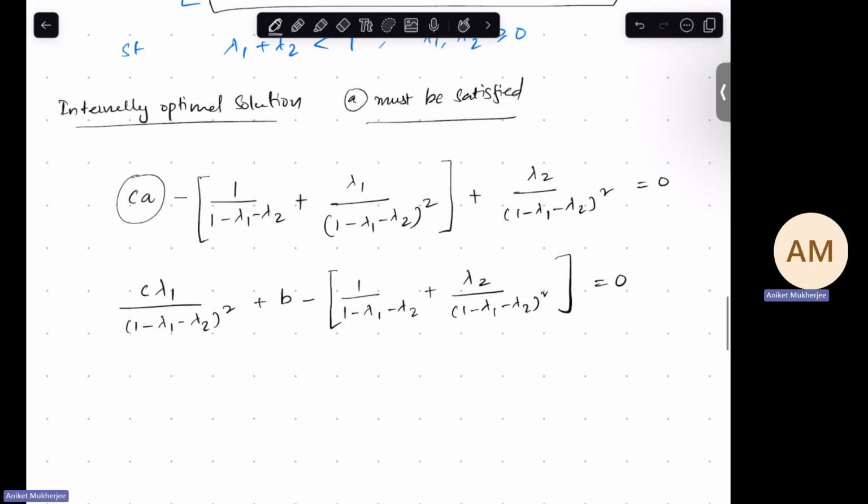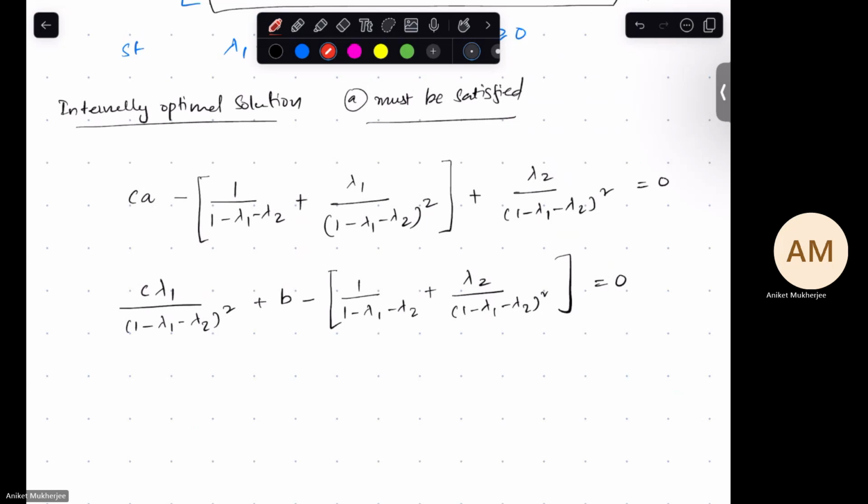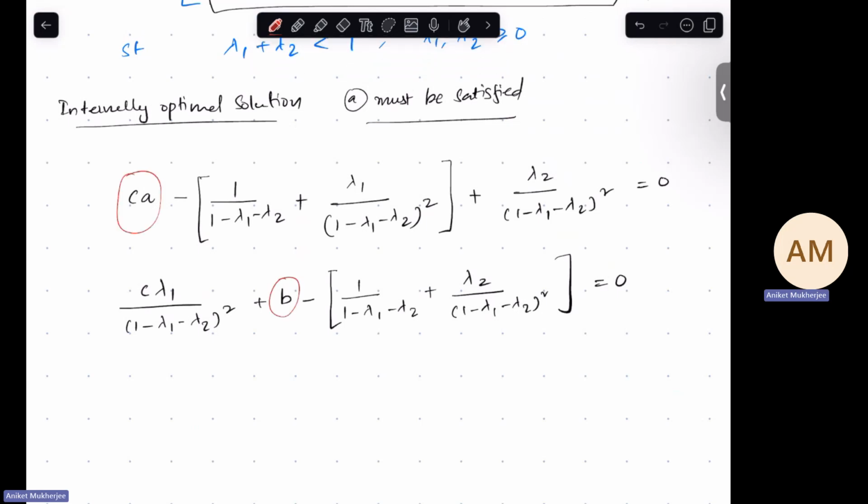So this term is full of lambda 1 lambda 2. This term is full of lambda 1. We'll keep them both on one side and we'll see what happens.